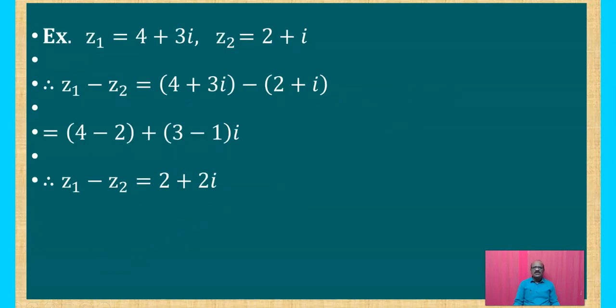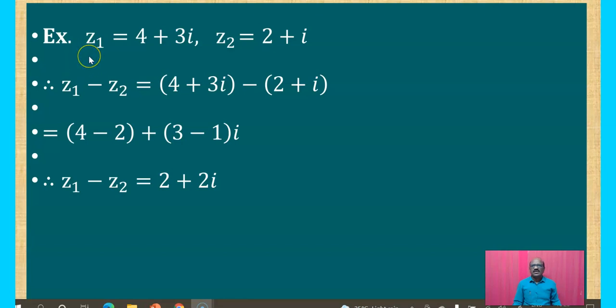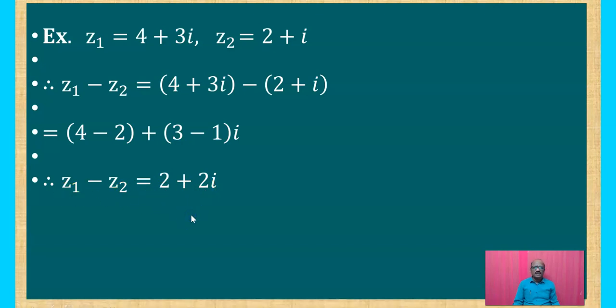Now the example. See this example. z1 = 4 + 3i and z2 = 2 + i. z1 - z2 = (4 + 3i), that is the first complex number, minus (2 + i). Now (4 - 2) in the first bracket, in the second bracket (3 - 1) times i. 4 - 2 means 2. 3 - 1, that is 2. Therefore z1 - z2 = 2 + 2i.